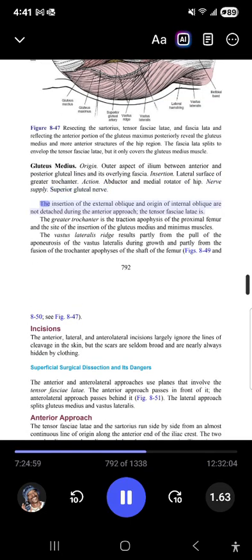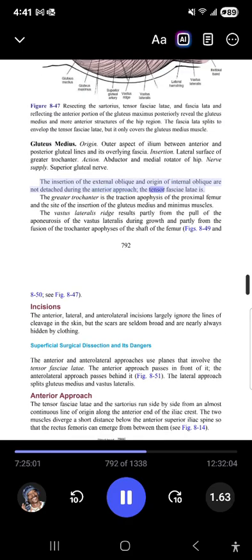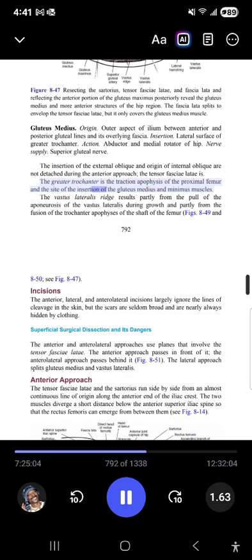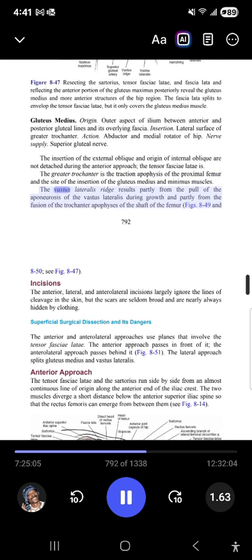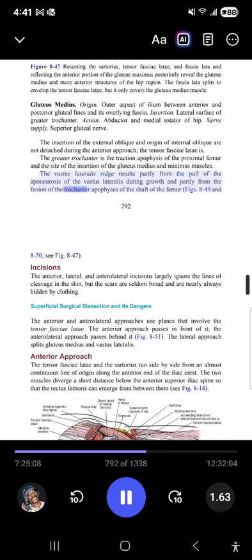The insertion of the external oblique and origin of internal oblique are not detached during the anterior approach, nor is the tensor fasciae latae. The greater trochanter is the traction apophysis of the proximal femur and the site of the insertion of the gluteus medius and minimus muscles. The vastus lateralis ridge results partly from the pull of the aponeurosis of the vastus lateralis during growth and partly from the fusion of the trochanter apophysis to the shaft of the femur, figs 8-49 and 8-50.